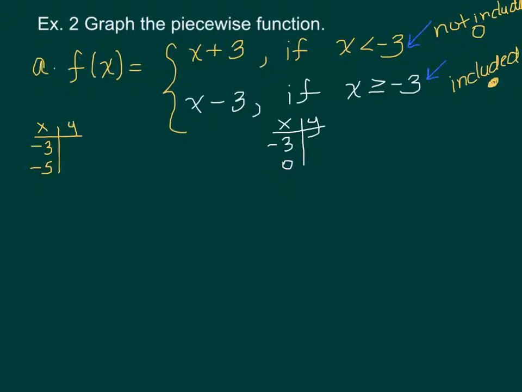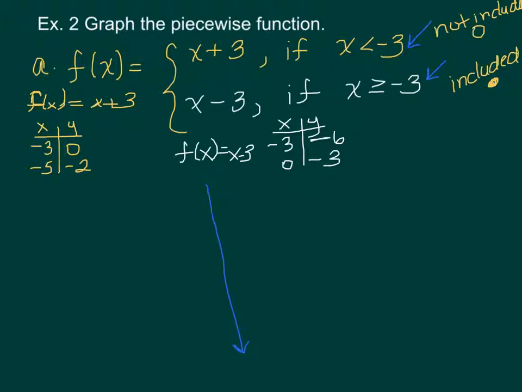So you're going to plug in -3 into this equation. And for these values, you're going to use the second equation. Okay, so we're going to plug those in and get our points. So -3 plus 3 is 0. -5 plus 3 is -2. So you'll plot those. And then over here, you have -3 minus 3, which is -6. And 0 minus 3 is -3. Now, sometimes your points will start on the same point, and that's okay.